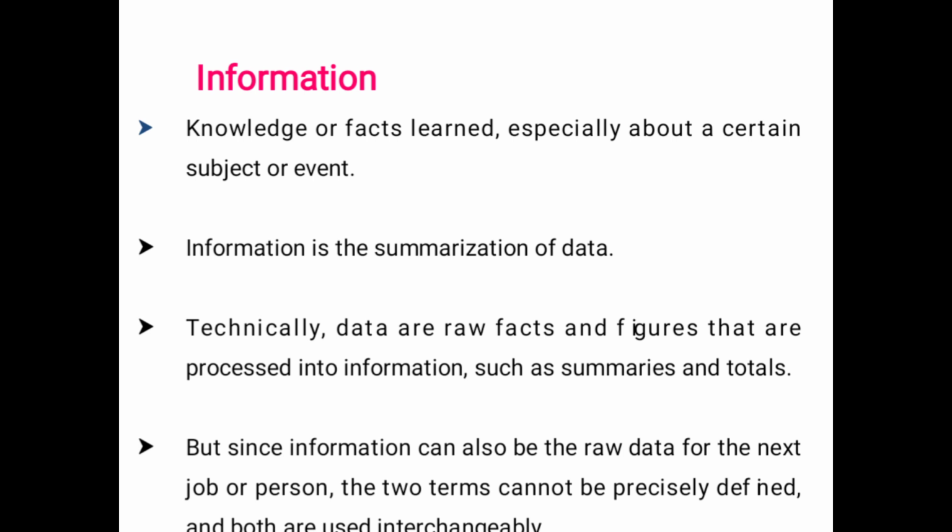Next one is information. Information is knowledge or facts learned, especially about a certain subject or event. Information is the summarization of data. Technically, data are raw facts and figures that are processed into information, such as summaries and totals. But since information can also be the raw data for the next job or person, the two terms cannot be precisely defined and both are used interchangeably.